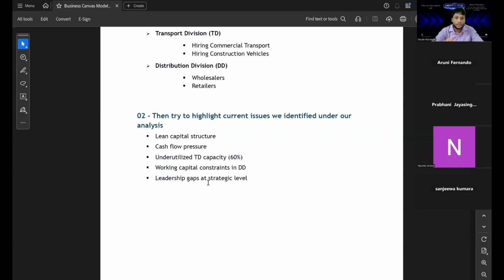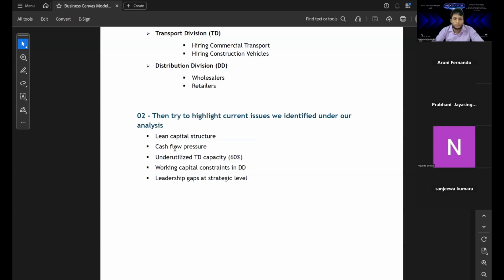Now we are going to discuss the business canvas model. As I told you, identify the current issues. Firstly, lean capital structure, which we have already identified. Cash flow pressure is also there, because currently the business is running out of money. That means they do not have any reserves, and ultimately they are unable to obtain bank loans because they are under pressure.